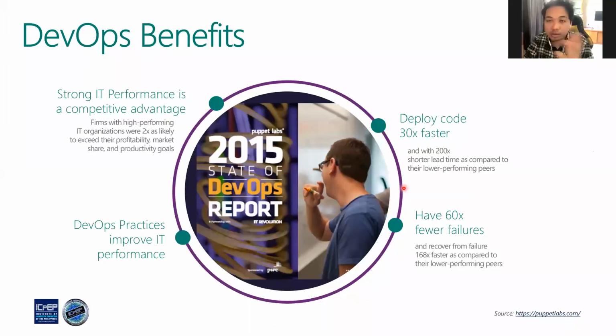So, nagkaroon daw sila ng report. Sinurvey nila yung mga companies na nag-i-start mag-embrace ng DevOps. And nakita dito tong mga bagay na to. Like, deploy code 30 times faster and with 200 times shorter lead time as compared to their lower performing peers. So, imagine mo kung DevOps ka or yung company nyo is nag-perform ng DevOps culture. So, kung traditionally inaabot ng siyam-siyam, so kapag may DevOps ka na, equipped yung mga developers mo and operations mo with DevOps culture and you are using DevOps tools, then definitely you should expect a 30 times or more faster deployment rate.